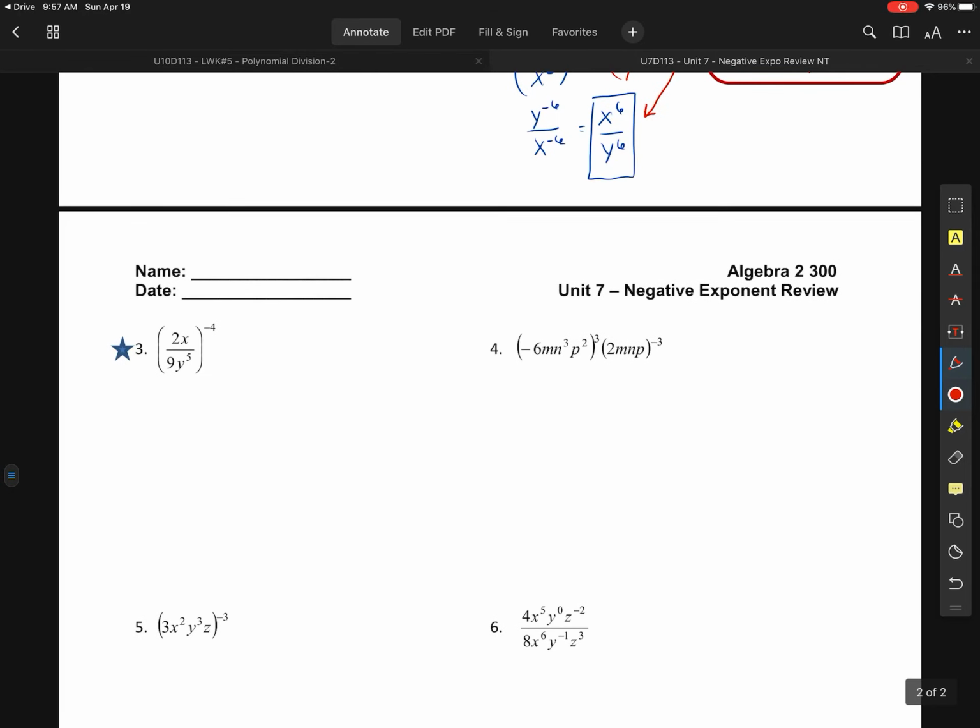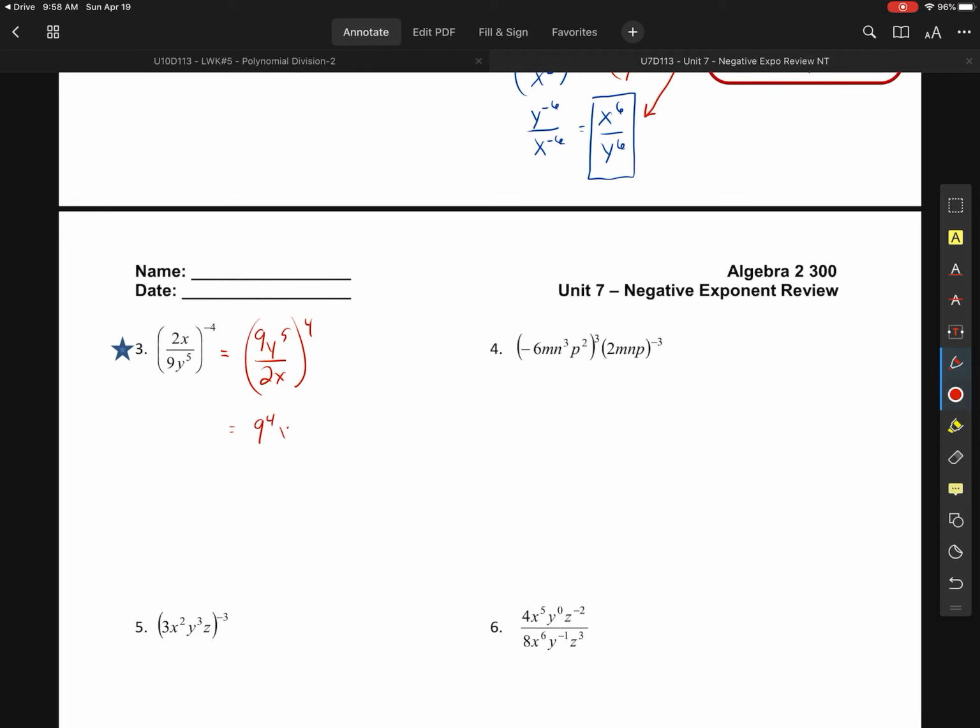Alright, moving on to the back. So same thing here, right? I put a star next to it because I want us to look at that new rule. With the new rule, 2x, 9y to the fifth, I'm just going to make it up. I messed up. I didn't flip anything. Forgot to flip it. Alright, so with the new rule, 9y to the fifth over 2x all to the power of 4. Alright, so I got rid of that negative exponent instantly.